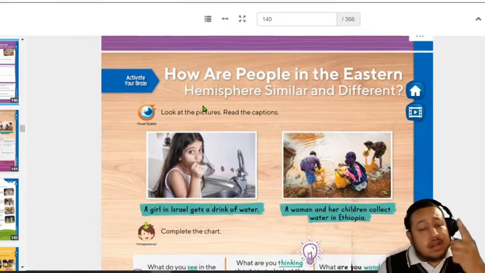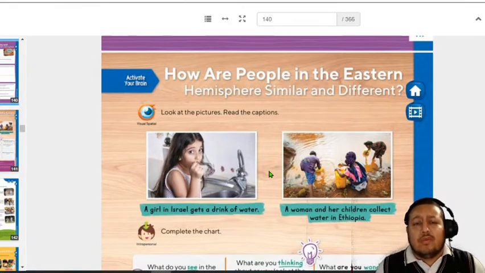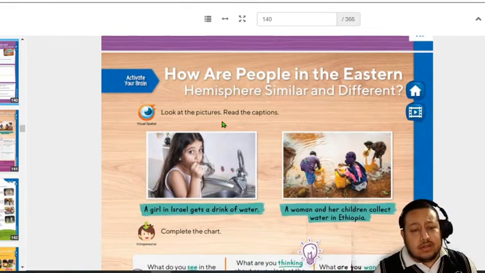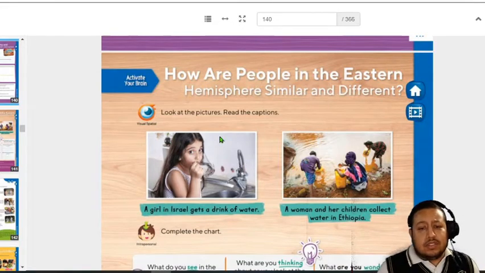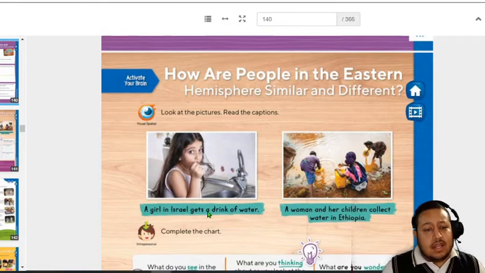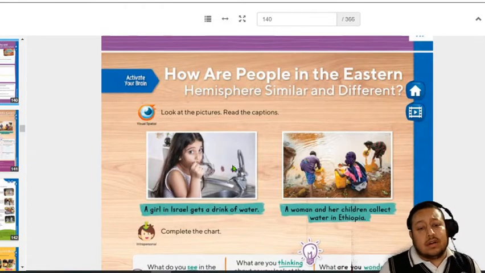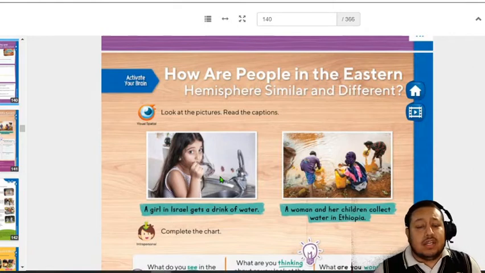It says activity number one. Look at the pictures, read the captions, right? So let's look at the picture first. What do you notice here? What is the difference, right? Look, a girl in Israel gets a drink of water. So look at her. She just goes to the kitchen, opens the faucet, and then she gets the water, right? But what about the other image?